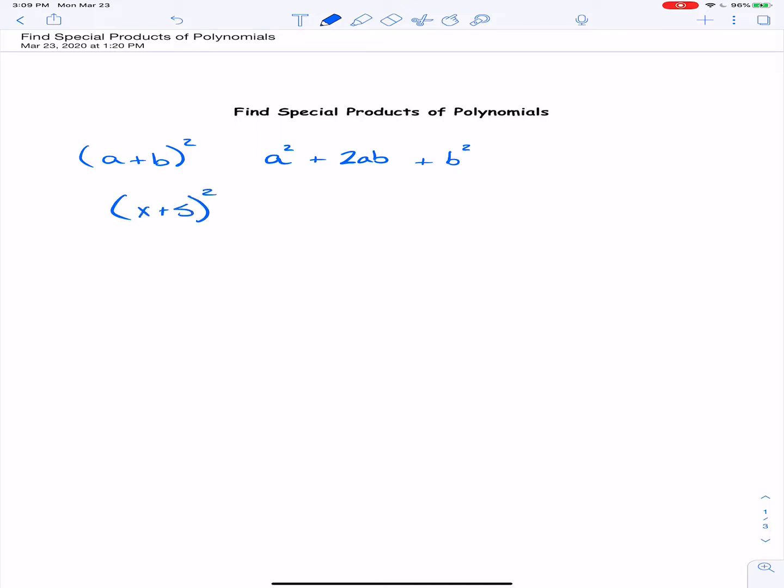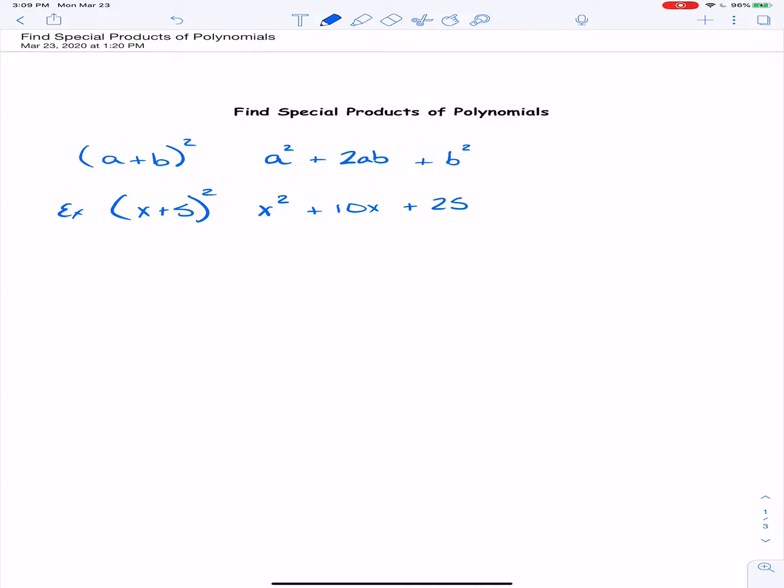squared. So I'm going to square my first term, which is x squared. 5 times x is 5x, times 2 is going to give me 10x, and then 5 squared is 25. And so there is the special product.